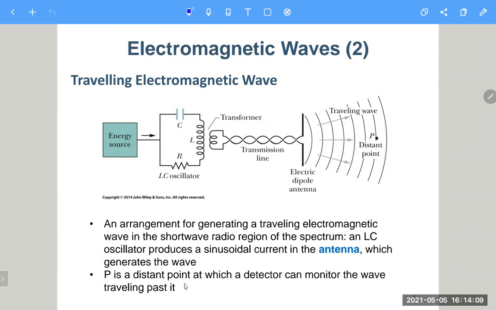P is the distant point at which a detector can monitor the wave traveling past it. So this is the antenna. As an EM wave transmits through space, at some point it will sense the variation of the EM wave.